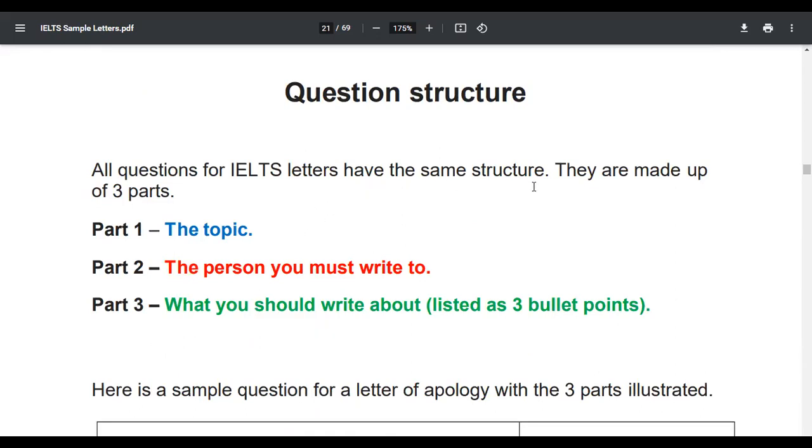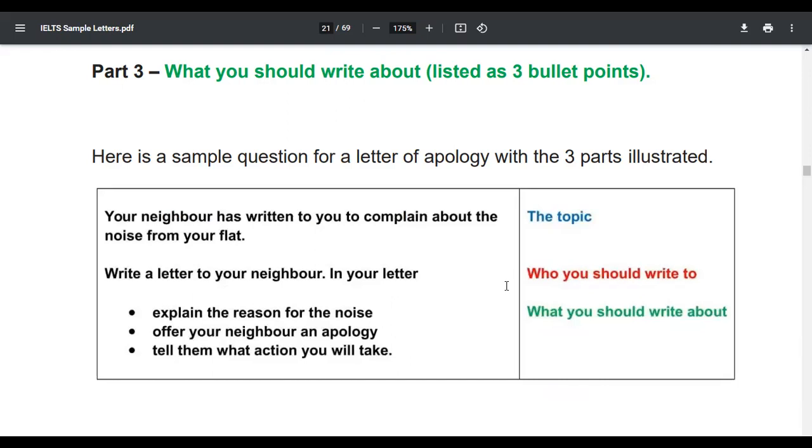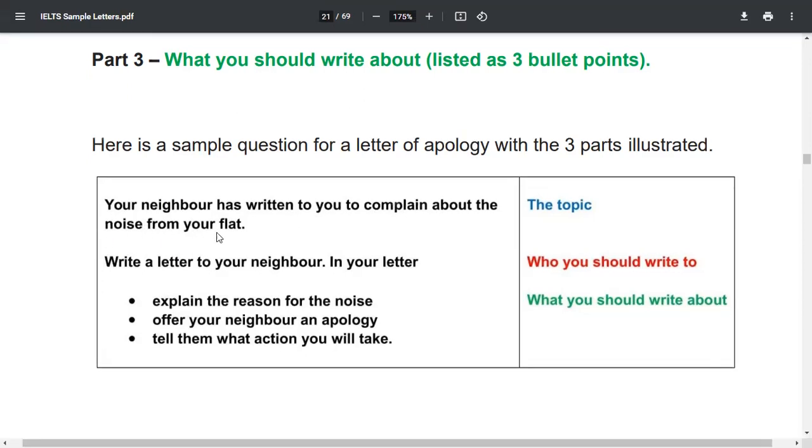They are made up of three parts: the topic, the person you must write to, and what you should write about. And that's what we call the bullet points that are listed in the actual question. So let's see an example question here. So here's a sample question for a letter of apology with the three parts illustrated. The question says, your neighbor has written to you to complain about the noise from your flat.